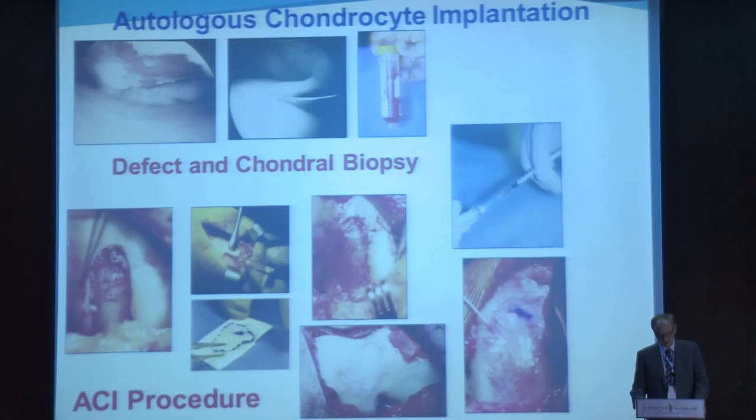ACI is a 2-stage procedure. When a lesion's identified, a biopsy is obtained. The biopsy is then cultured and grown, and one comes back and puts the cells under, in the 90s, we did it under periosteum, and now we put it under an absorbable type 1, type 3 collagen membrane that is sewn in place, the cells are injected, and then the tissue goes on to repair by a fairly slow process.